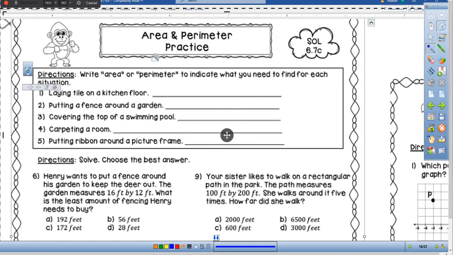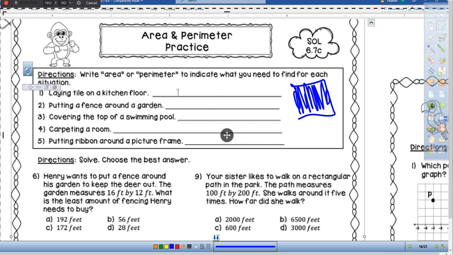Okay, so this area and perimeter practice, we've done this together as well. Write area or perimeter to indicate what you need to find for each situation. So I'll just do one or so for you. Laying tile on a kitchen floor. If I'm laying tile on my kitchen floor, that's an example. I'm covering the whole floor. That should be area. That's the biggest thing we have to decide, is what we're finding.